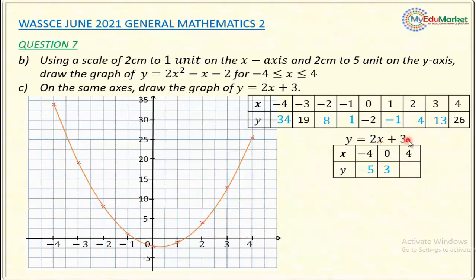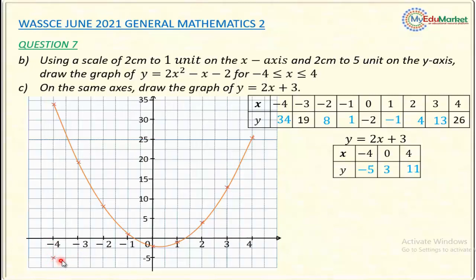8 plus 3 will now be 11. So this is my small table, which I'm going to plot, these 3 points, and then join them to give me question number C. It says draw the graph of this. So let me mark this also. X is minus 4, y is minus 5. This is x minus 4. Y minus 5 is somewhere here. Look at it. So this position will now be x minus 4, y minus 5.